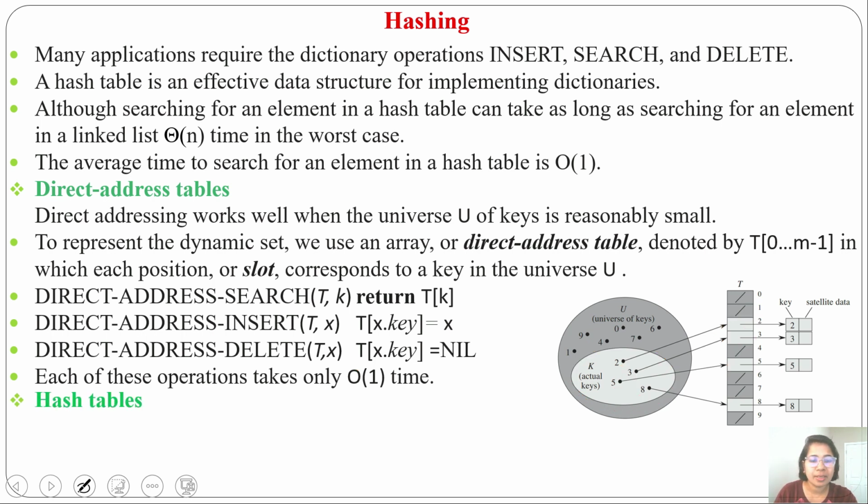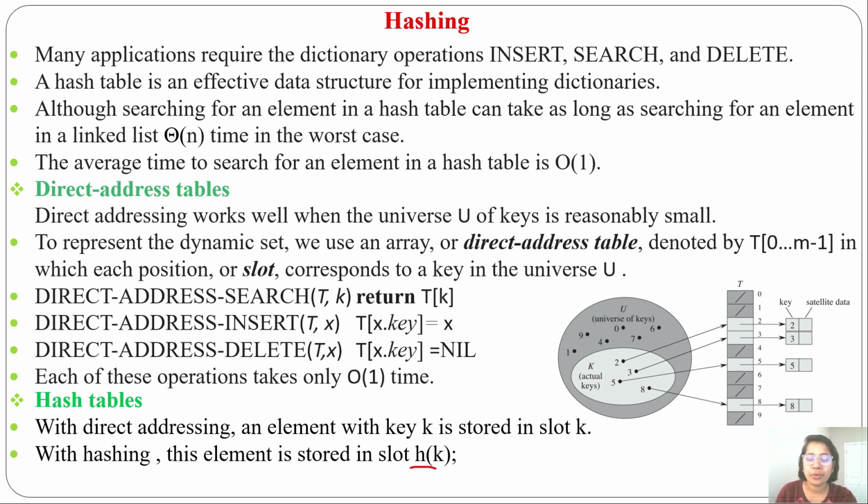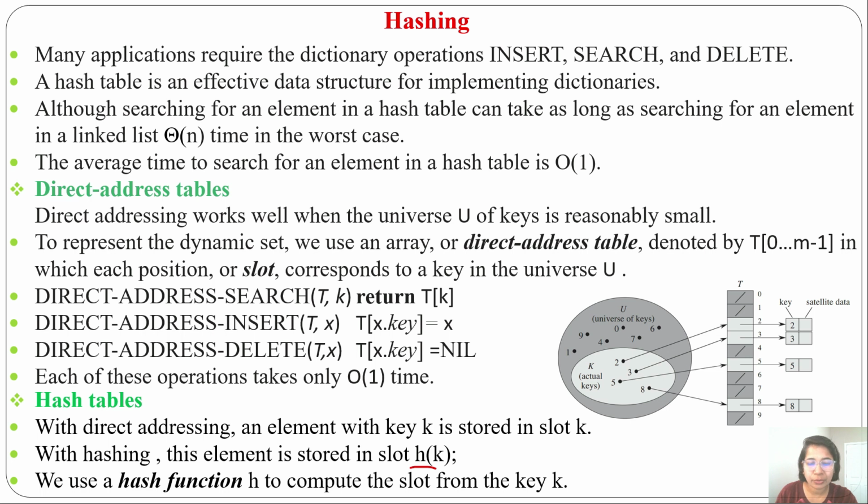Next I will discuss hash table. With direct addressing, an element with key k is stored in slot k, but in hash table the element is stored in slot h(k). Means we are finding a hash value for k and we are storing it there. So we use a hash function h to compute the slot from the key. We will find a hash value for every key and we will store it at that hash value.